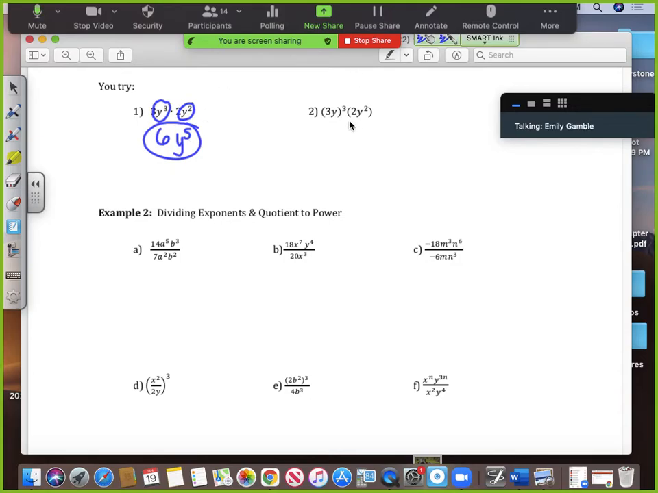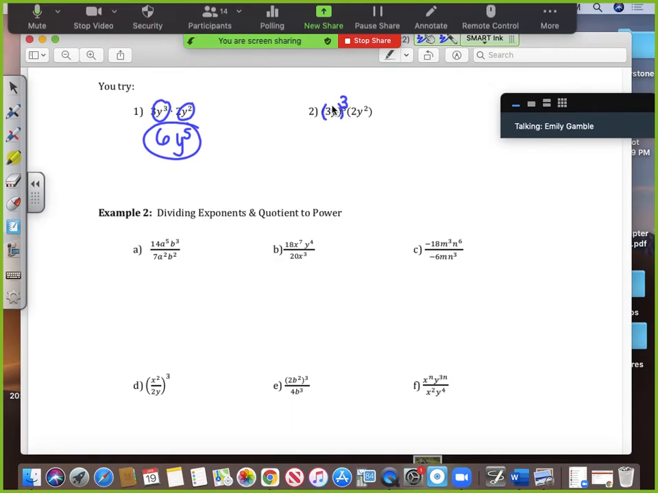Looking at number 2, like I said, the first thing you should look for is parentheses to see if there's any power to power rules that need to happen, and if so, you have to do that first. Well, looking at number 2, the first thing I see is 2 sets of parentheses. I see 3y in parentheses, all being raised to a power of 3, times 2y squared in parentheses. Well, these parentheses right here need to be simplified first because it has a power to 3 here, which means you have to use the power to power rule first.